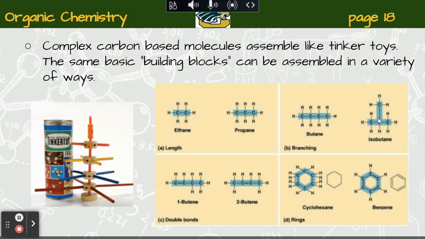You can also branch these or add double bonds to them, or they get so long they can come back together and connect in a ring. So they just have so many ways to assemble that they're their whole own area, organic chemistry.